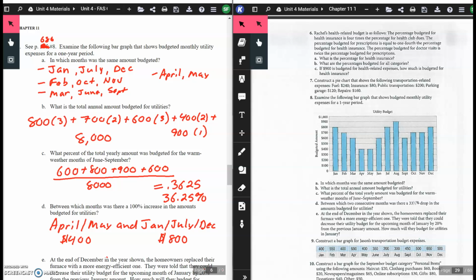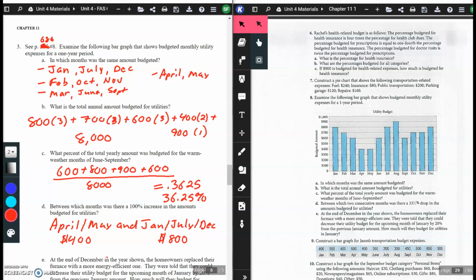What is the total amount budgeted for utilities? So you're going to add up all of your costs. For example, January, July, and December were at $800. There are 3 months, so 800 times 3. Then you have February, October, November at 700, so you're going to multiply that by 3.